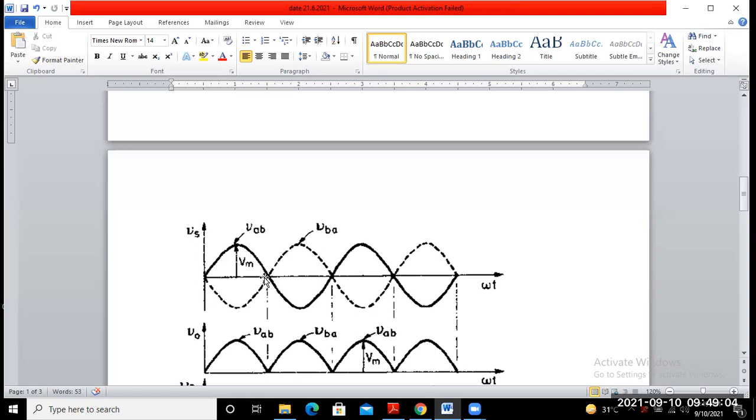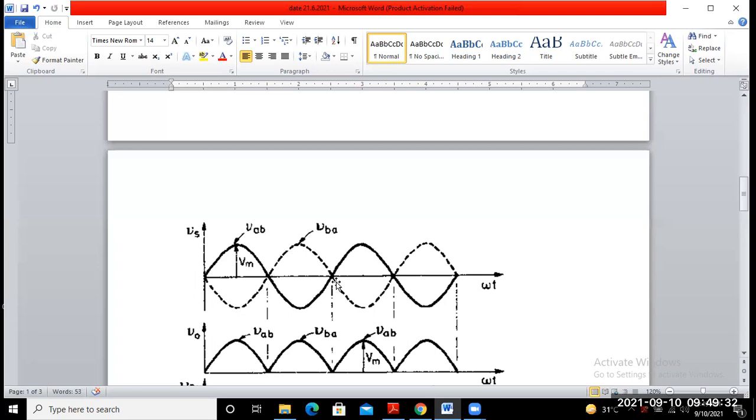and how current flows through the circuit, the rectifier, and through the load. And for the negative half cycle, that means during this period, the voltage appearing is VBA. So diodes D3 and D4 conduct during this period, pi to 2 pi.